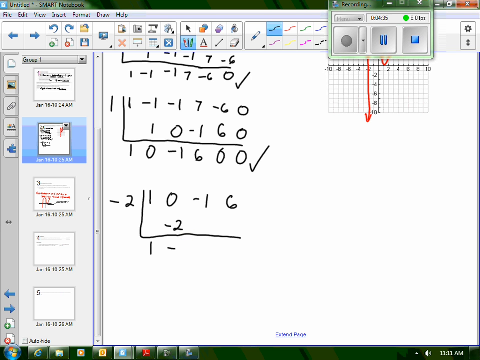-2, 4, 3, -6, and 0. So we've confirmed that the graph is correct and that x equals 1 and -2 are zeros.